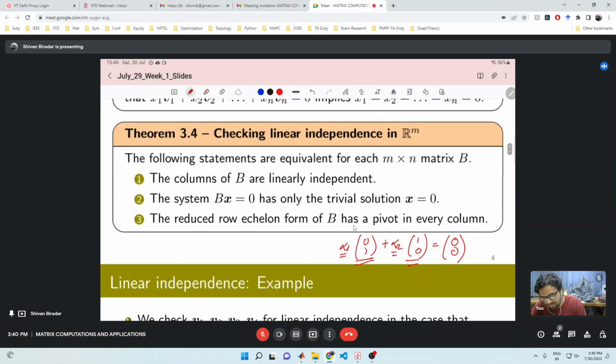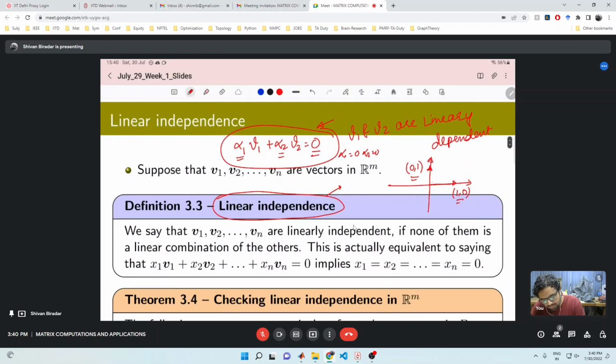Let us take another example in the same space. Let us say that we have this vector and we have this vector. So this is (5, 0).